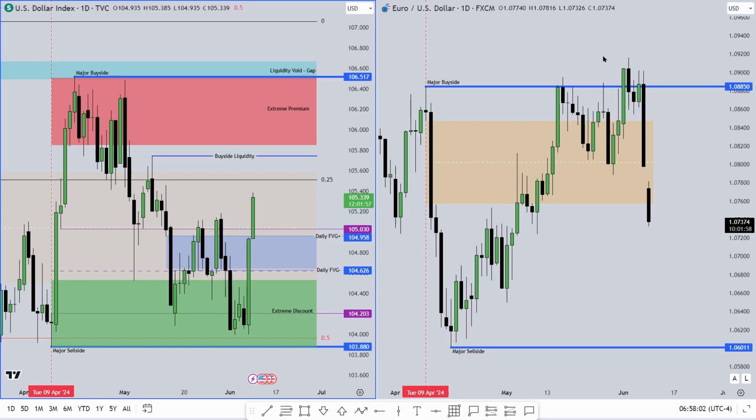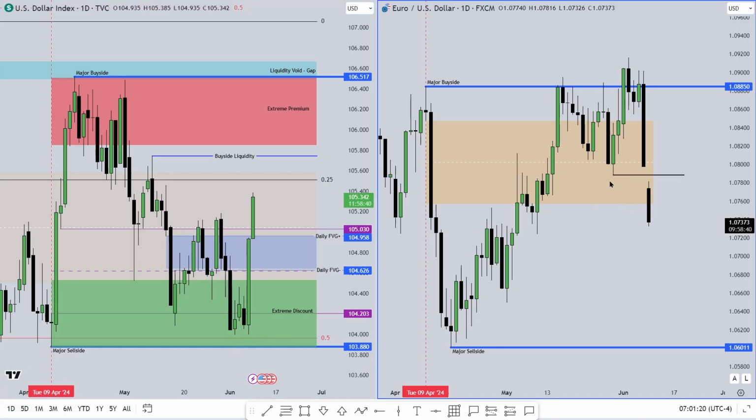Now you can clearly see that we've already run the major buy side on the euro dollar, but we failed to run that major sell side below that dealing range low on the dollar index, right? So this is already suggesting that the dollar has strength behind it and doesn't want to go lower. We can also see how we gapped below this swing low here and closed below this sell-side imbalance, leaving this liquidity void, right? So this is an actual gap.